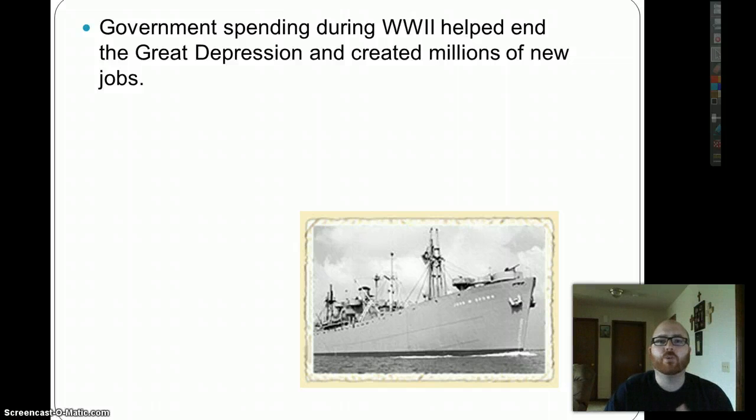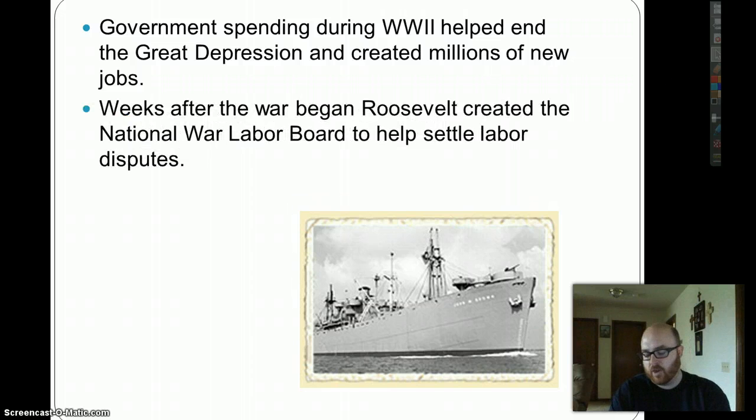Alright, government spending in World War II helped end the Great Depression and created millions of new jobs. Yes, the New Deal put a Band-Aid over the wound, but World War II helped heal that wound and ended the Great Depression. Economic boost we needed. All this spending during World War II got us out of the Great Depression. So weeks after the war began, Roosevelt created a National War Labor Board to help settle labor disputes. Alright, we're going to do whatever it takes to help our men and women at war, whatever it takes to help the Allies, whatever it takes to help win the war.